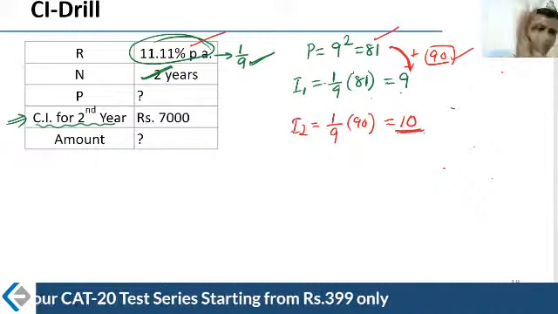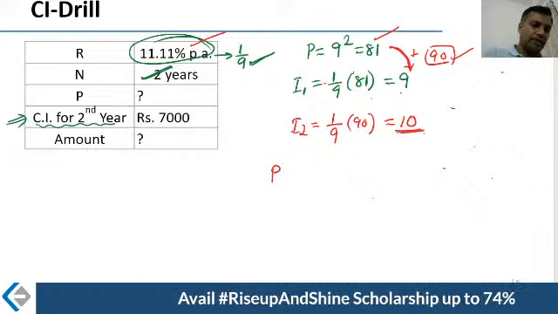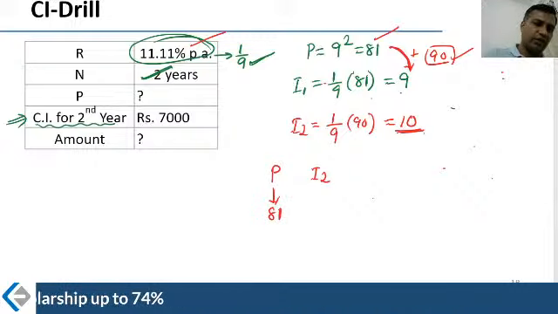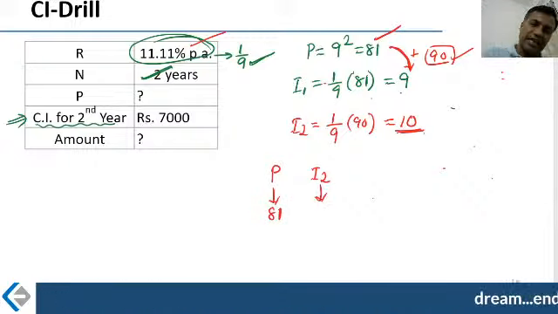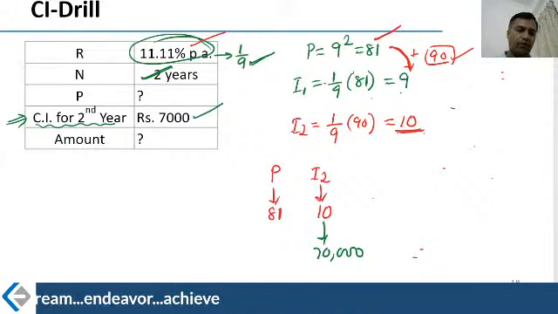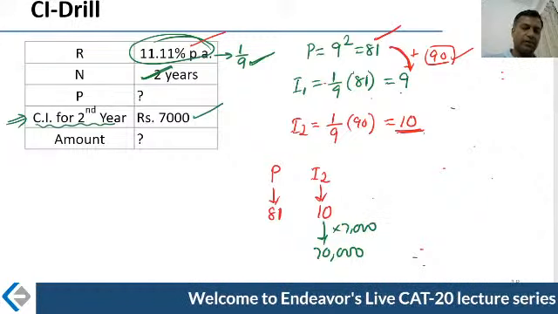Now look at this. In your prototype, you have a principal, and you know the interest for the second year. What was the principal? Your principal was 81 rupees. That's what you started with. What is the interest for the second year? You got 10 rupees. But what did the author say? Man, I'm getting interest for the second year as 70,000 rupees. Not 10 rupees, I'm getting 70,000 rupees. Good. What is the factor of multiplication therefore? 7,000. Factor of multiplication is 7,000.